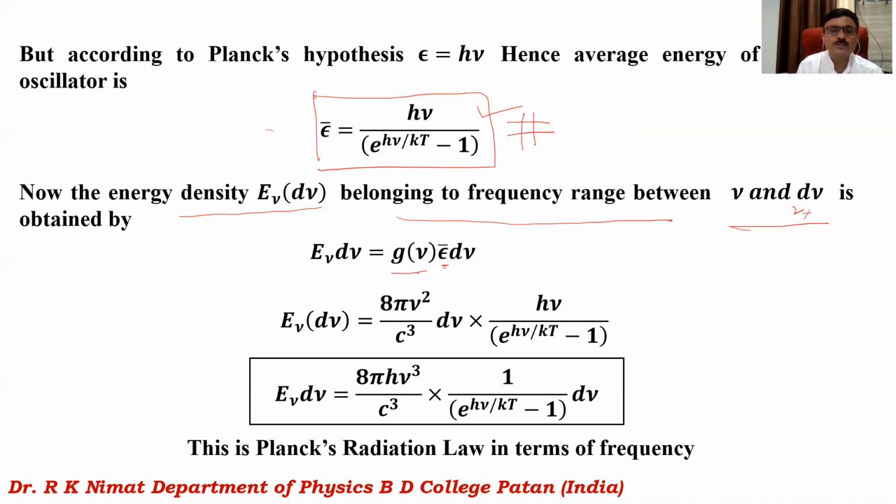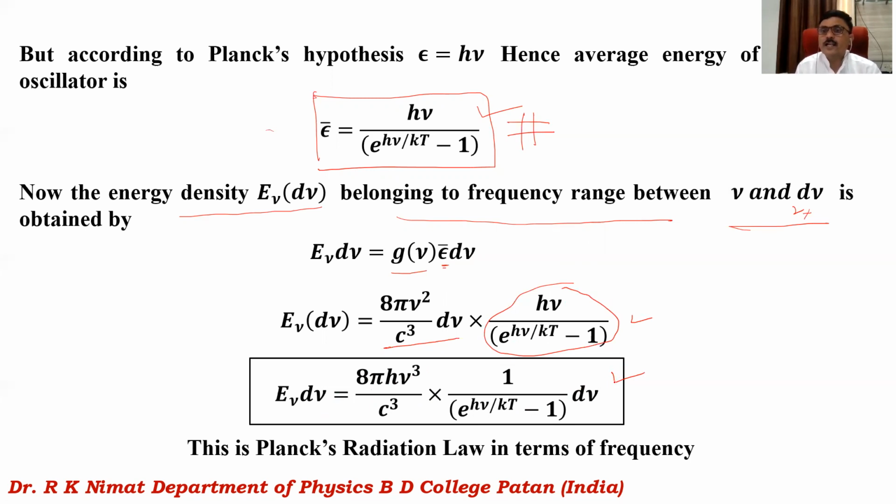So if you put the value of G nu d nu, which we have derived in my earlier lecture as 8 pi nu square by c cube d nu, and the average energy of the Planck oscillator as h nu divided by e raised to h nu by kT minus 1, and if you solve this, you will get the energy density of the black body radiation as E nu d nu is equal to 8 pi h nu cube divided by c cube into 1 upon e raised to h nu by kT minus 1 into d nu. So this is Planck's radiation law in terms of frequency.